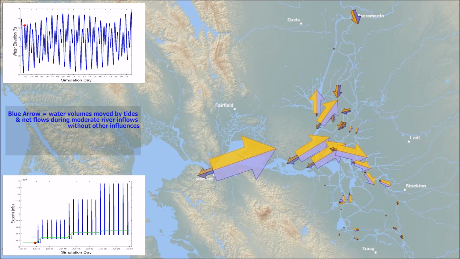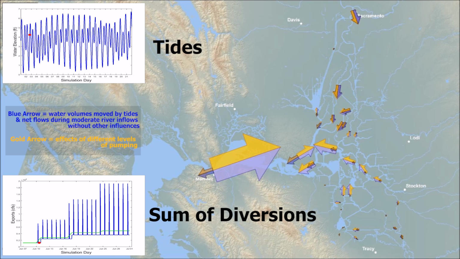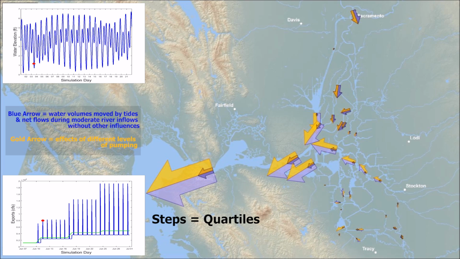The blue arrow sides will remain the same as in Reach 2, showing water volumes moved by tides and net flows during moderate river inflows without other influences. The gold arrows will represent the effects of different levels of pumping. The top left graph remains the tides, with the sum of diversions in the lower left graph. The blue line represents the instantaneous sum of pumping at all four locations. The green line is the daily average of total pumping. Steps represent 4/4 percentile values, or quartiles.